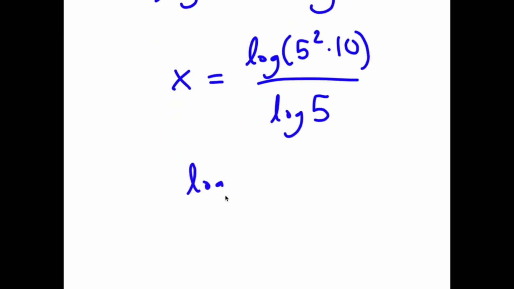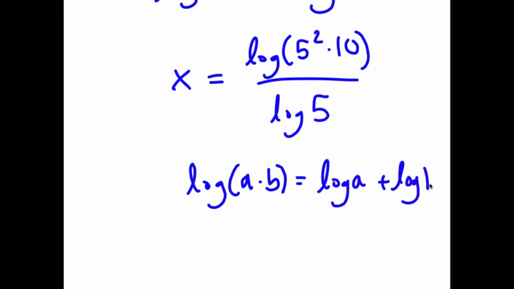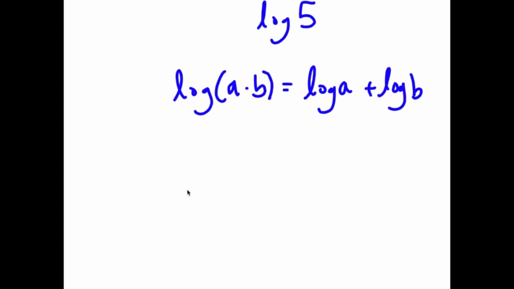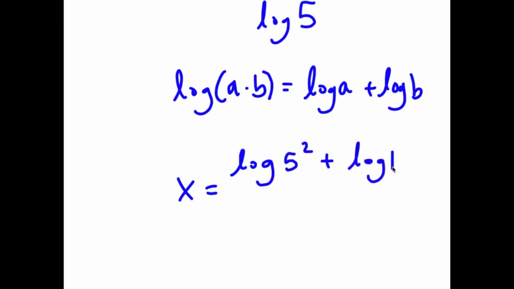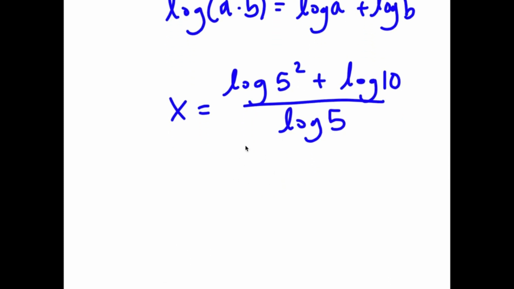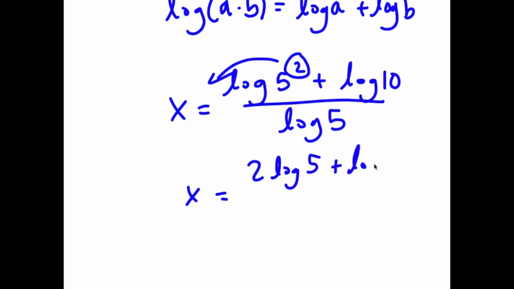Now, if I have something in the form log a times b, this is equal to log a plus log b. So log 5 squared times 10, that's going to equal log 5 squared plus log 10. Now I have this over log 5. Now remember how if I have something in the form log a^b, I can move this to the front. So now I have x is equal to 2 log 5 plus log 10 over log 5.